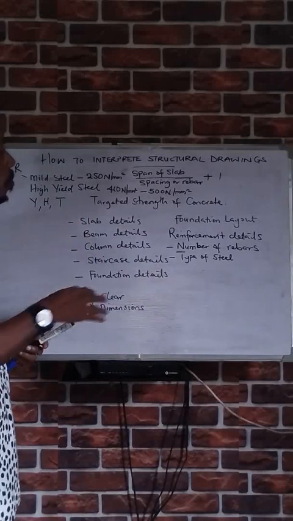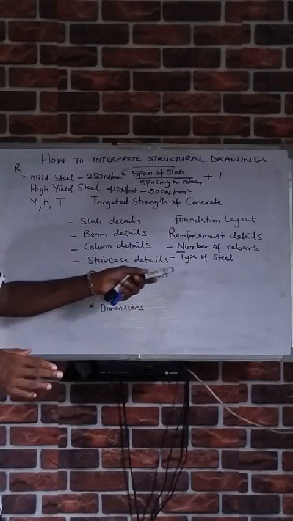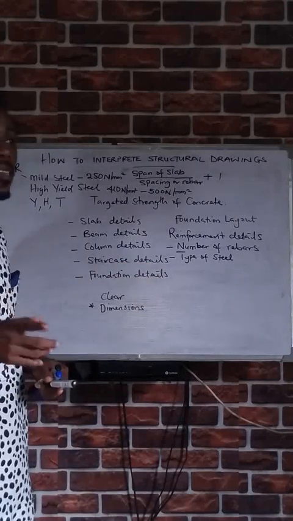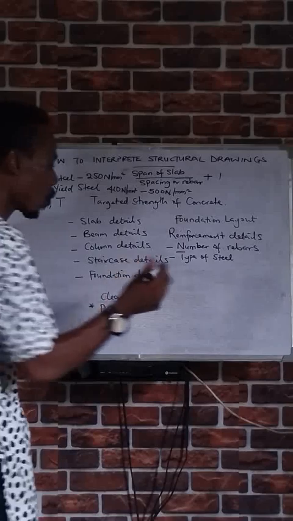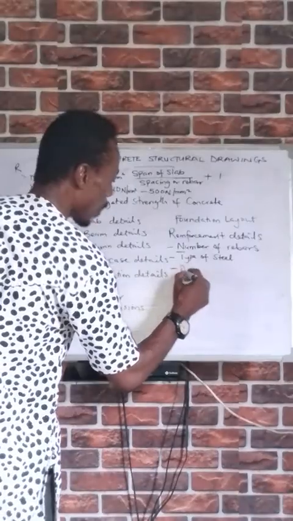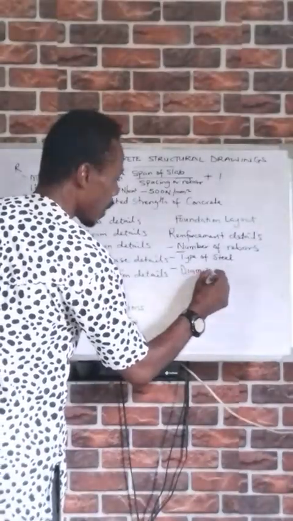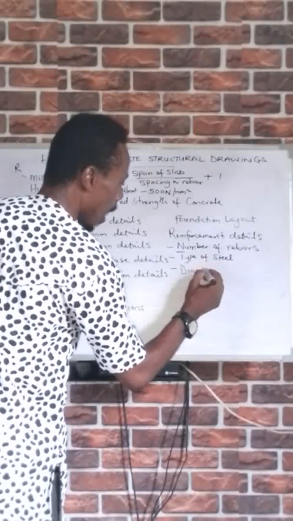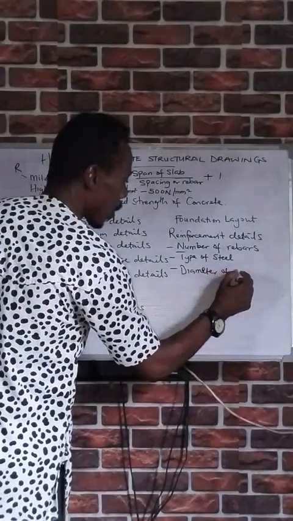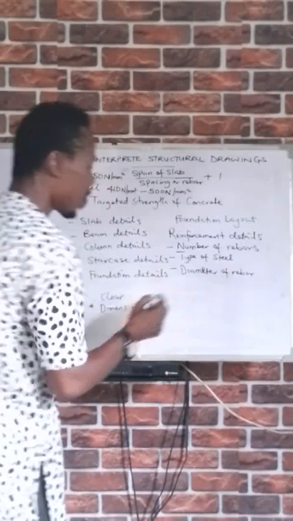Then, having known the tensile strength of steel, which is the type of steel, the next thing we should have in mind is the diameter. Okay, diameter of rebar.